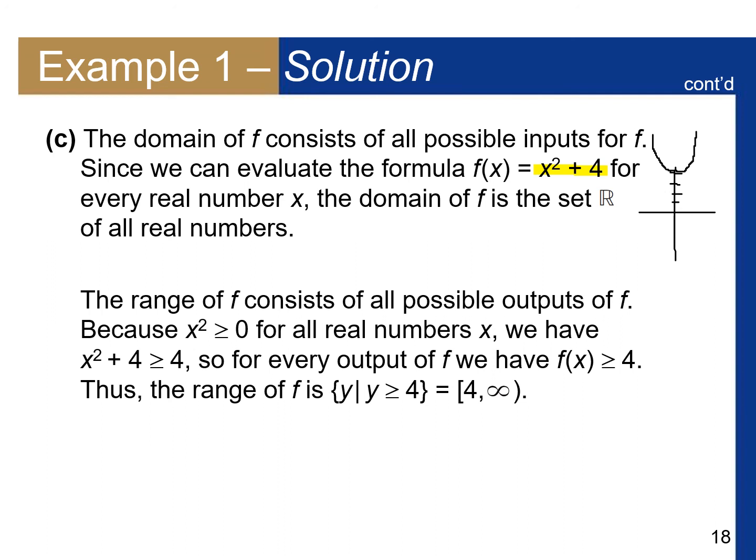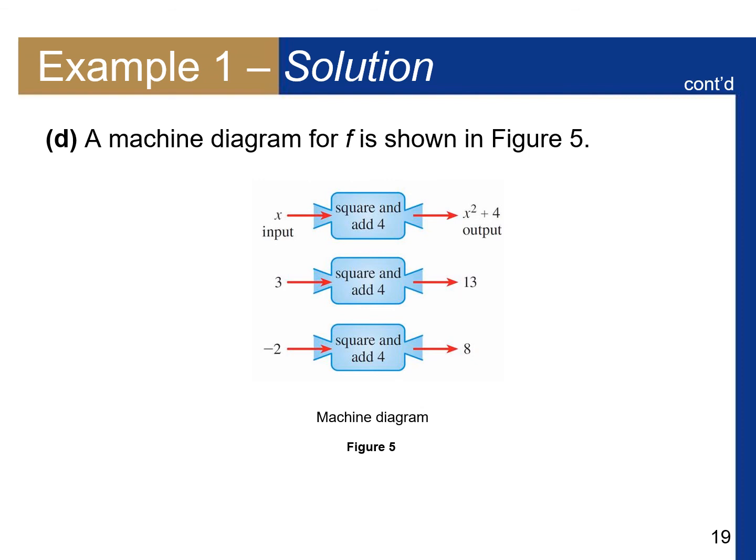So this would be our range, and you might say, well, how do I know that? Well, this is exactly how. You need to learn what the parent function looks like and how it will be affected, and we will be looking at that in this chapter. Machine diagram would show all of your inputs over here, and then all of your outputs over here.